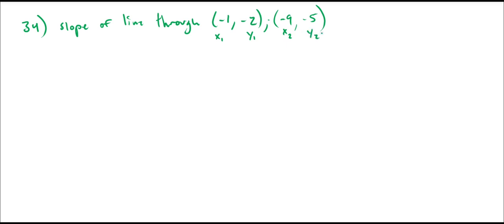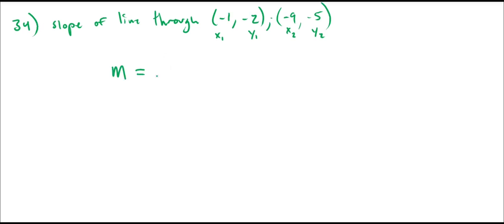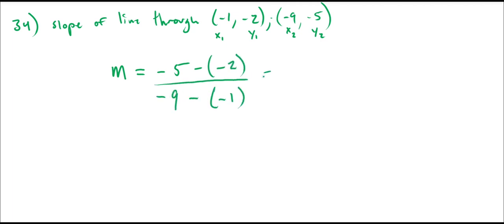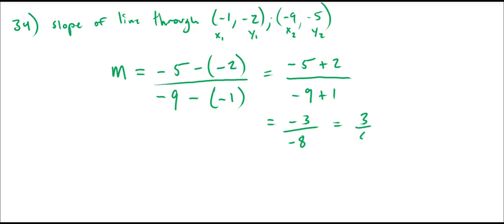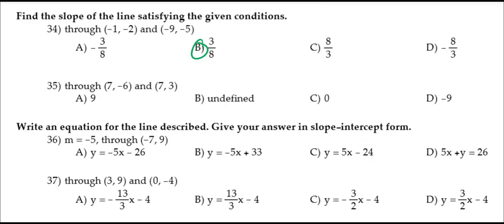There is a symmetry in the equation for slope that makes that the case. Your slope will then be given by negative 5 minus 2 divided by negative 9 minus 1. And we just want to be diligent about our sign rules here. This is minus 5 plus 2 over minus 9 plus 1. In other words, minus 3 over minus 8, which gives us positive 3/8. We can approach 35 the same way.